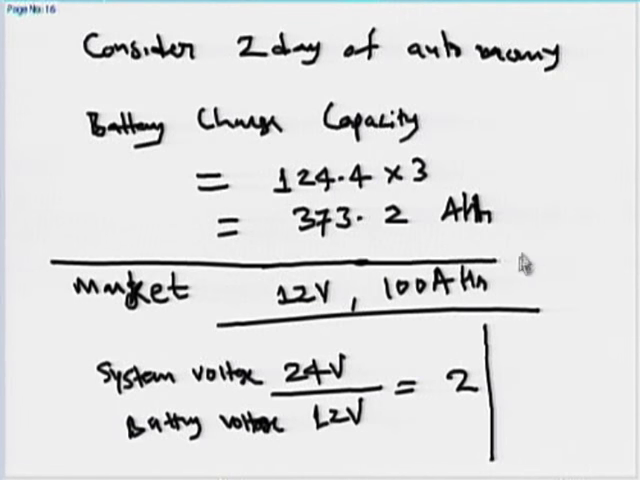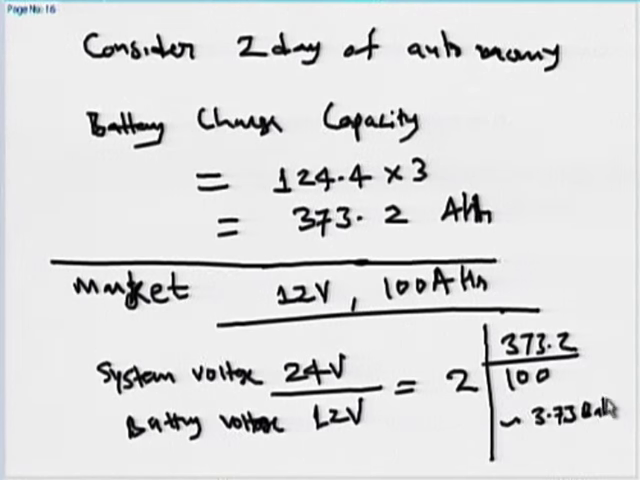Fine. What is your total energy requirement? The total energy requirement is 373, and your battery available in the market is 100 ampere hour. So you divide 373.2 by 100 ampere hour, and you get about 3.73 batteries. Now you cannot buy 3.73 batteries, so you have to buy four batteries.